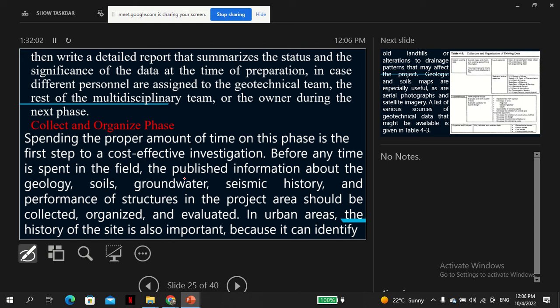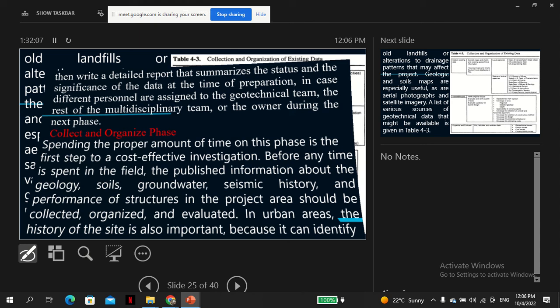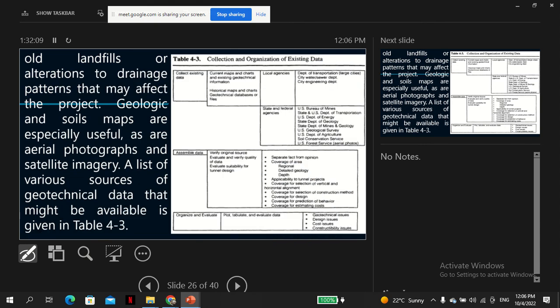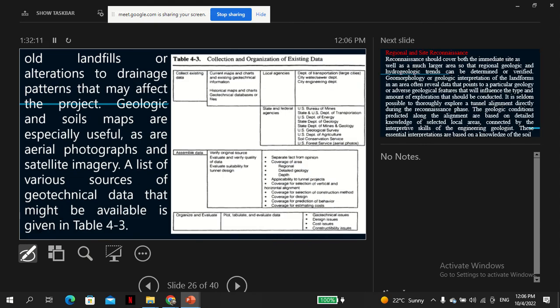In urban areas, the history of the site is also important because it can identify old landfills. You need to keep off landfills, or if you have to put a project in a landfill, you need to be aware, because these places have issues of potential settlements and a lot of geotechnical issues. So if you're aware, then you're able to find mitigative ways.